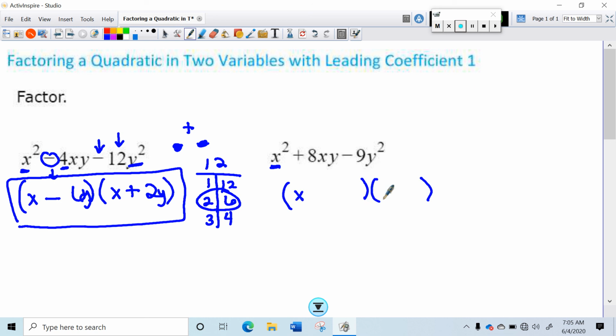Split up your x's. Bring down the first sign. For the second sign, the original problem had a plus and a minus. Scratch those out. That means this has to be a minus.